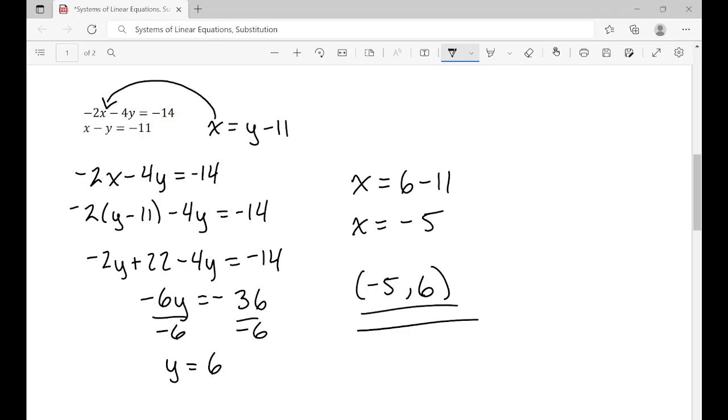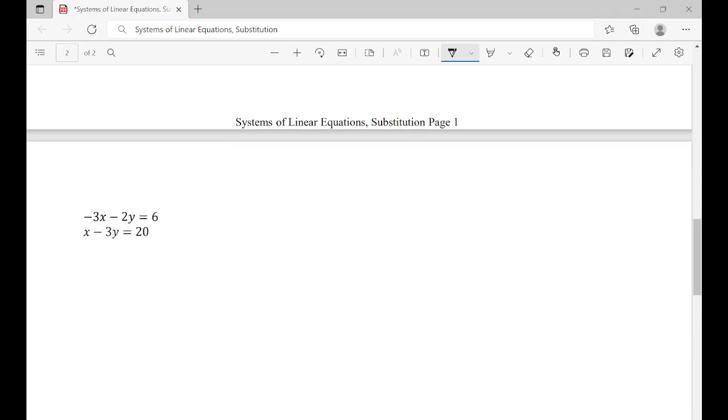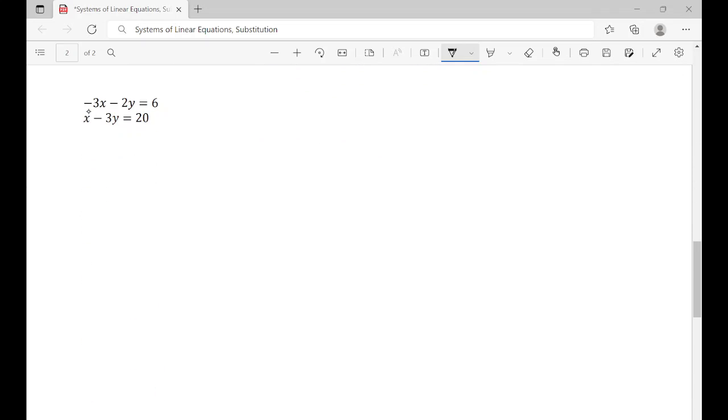And that's all there is to it. Last, negative 3x minus 2y equals 6, and x minus 3y equals 20. So we have a bunch of variables that have a coefficient in front of them, except for this one here. It just has a coefficient of 1, so I'm immediately going to solve for x here because I think it's just the easiest. So I'm going to add 3y over, so I'm going to get x equals 3y plus 20. And now I'm going to plug what x is into the other equation here, and then just go along and see what I get.